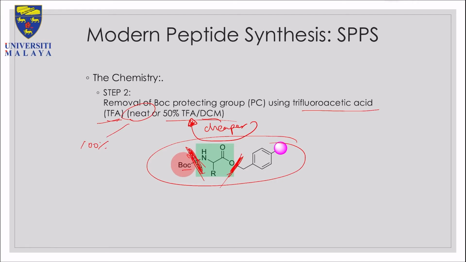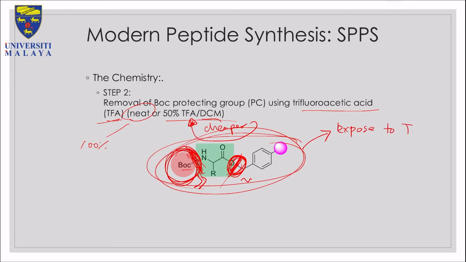So how do you overcome this? You overcome this by limiting the time that the peptide on the solid support encounters the TFA. This reaction is way faster than this one. So this one is way faster, and this one is slower. So what we do in the lab is we expose it to TFA for a very short duration.